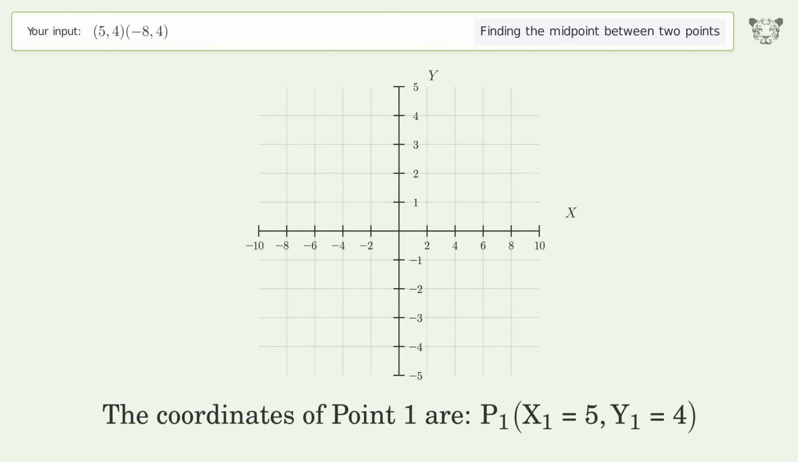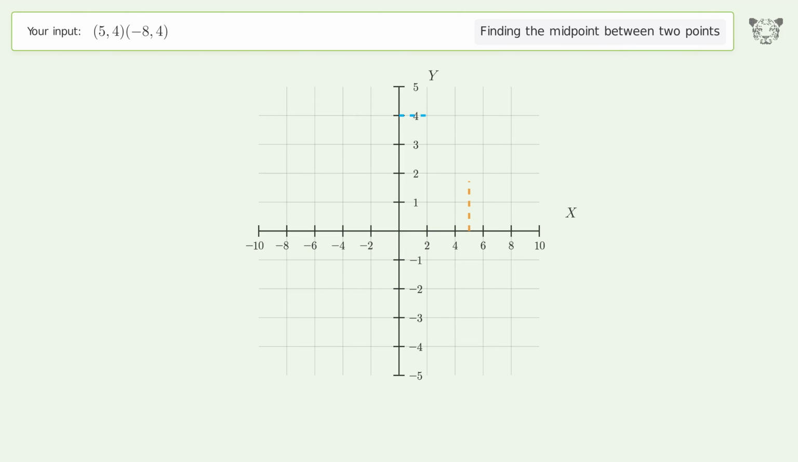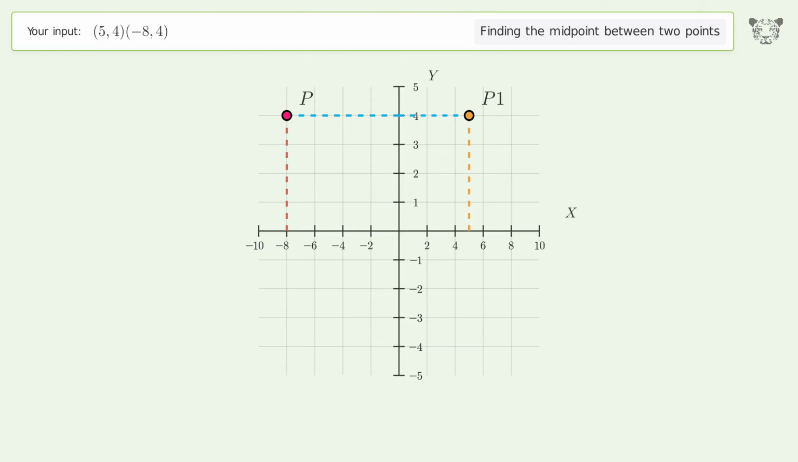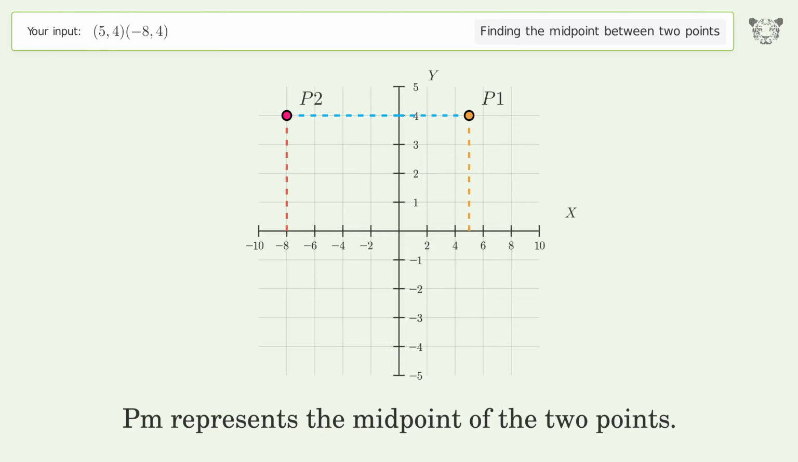The coordinates of point 1 are x1 equals 5, y1 equals 4. The coordinates of point 2 are x2 equals -8, y2 equals 4. PM represents the midpoint of the 2 points.